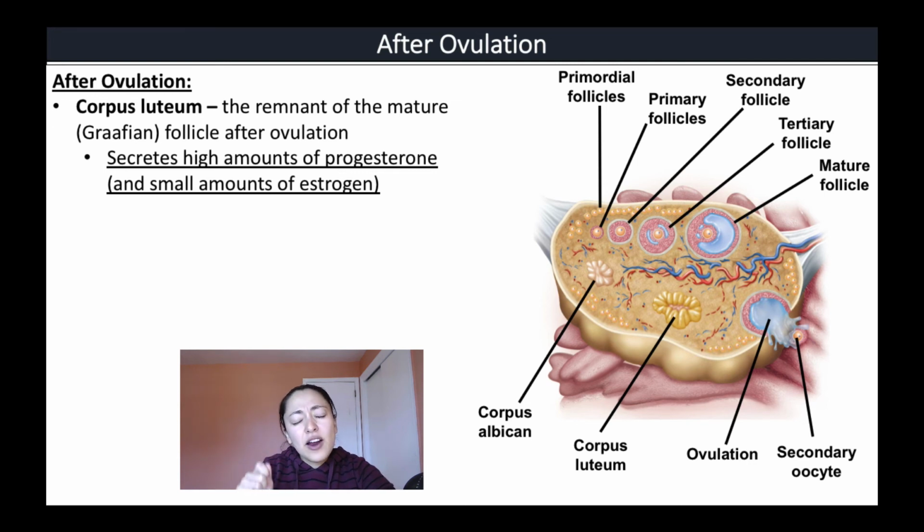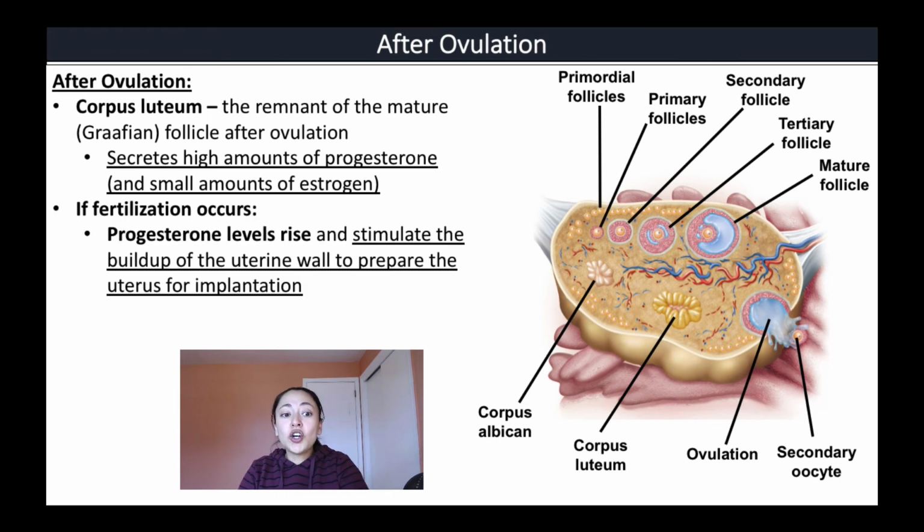And it has a very, very important role in female reproduction because it begins to secrete high amounts of progesterone and also small amounts of estrogen. If fertilization occurs, the progesterone levels will continue to rise. This will stimulate buildup of the uterine wall. It will increase vascularization and increase secretions of the uterine wall, and that prepares the uterus for implantation.